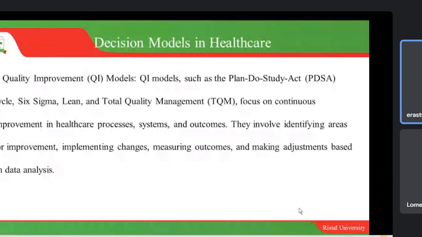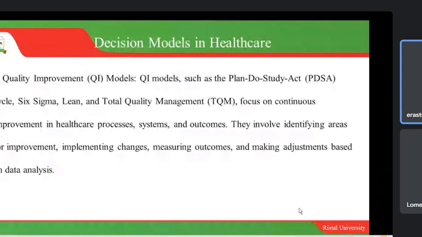Then we also have what we call the use of the lean model, also a critical model in terms of quality improvement. So we use it to be able to improve patient care delivery, and so on. I would now give you this as a quality improvement, able to talk about total quality management. How does it work?